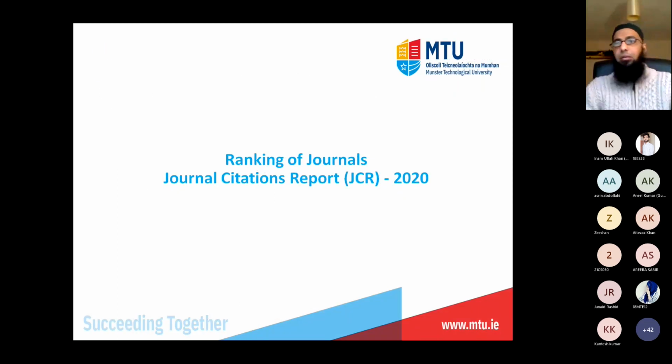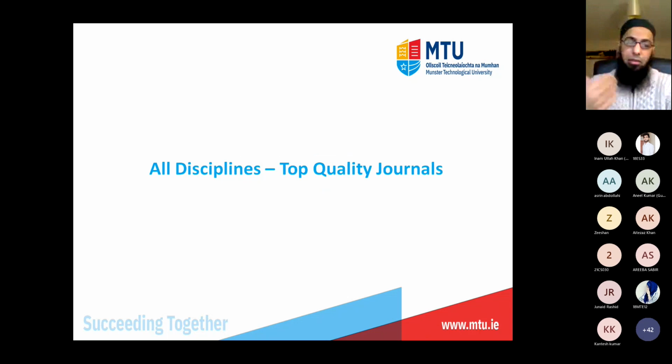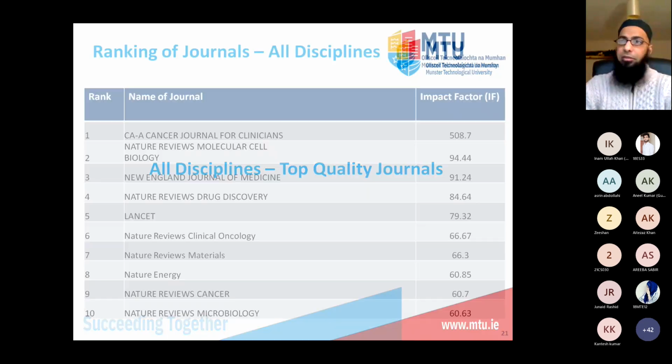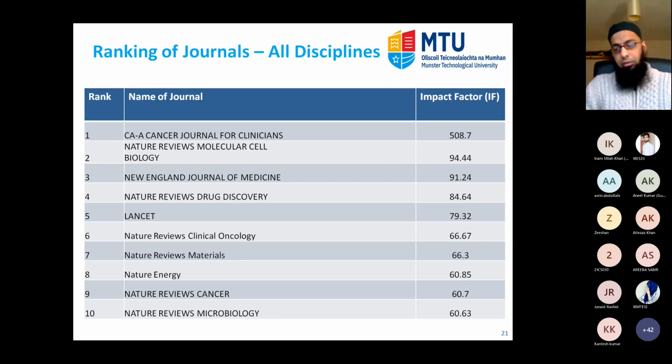Now let's move to the ranking of the journals. The Journal Citation Reports is issued each year by Clarivate, and they mention the ranking of all journals. There are more than 20,000 journals around the globe in 21 science domains, so they divide science into 21 major categories. When we combine all those journals and look at the ranking across all disciplines, we can see that CA: A Cancer Journal for Clinicians is ranked number one, and it has an impact factor of 508. Similarly, Nature Reviews Molecular Cell Biology has an impact factor of 94.44.